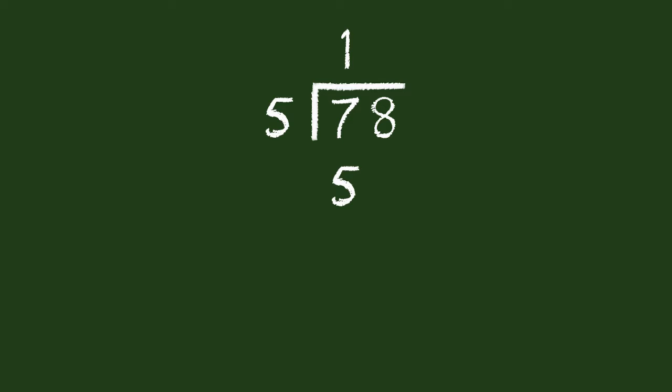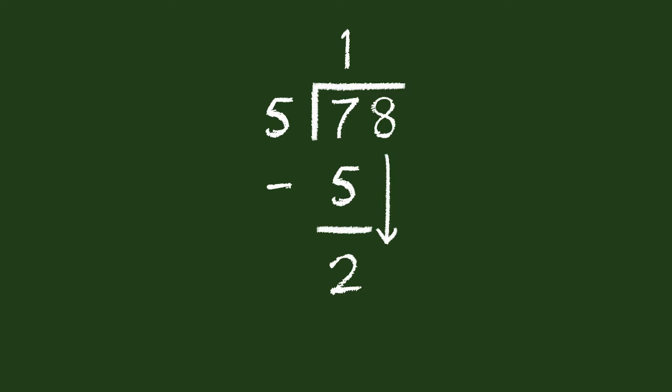Let's try another one. Here's 78 divided by 5. Start by dividing the 7 of the 78 by 5. 7 divided by 5 equals 1, so we'll put a 1 in the tens column of the answer above the 7. And to figure out what the remainder would be, we'll multiply 1 by 5. 1 times 5 equals 5, so put a 5 down here under the 7. Now subtract 7 minus 5.